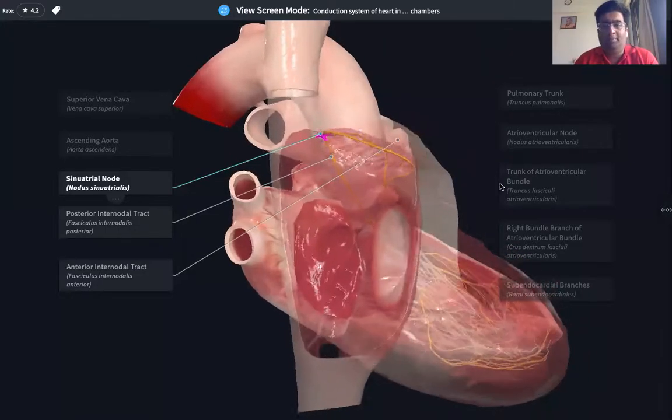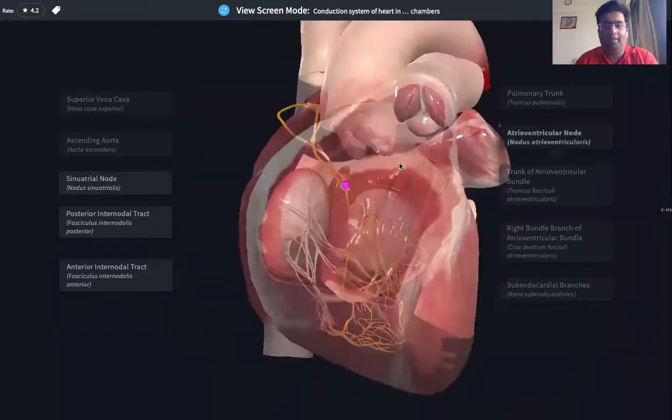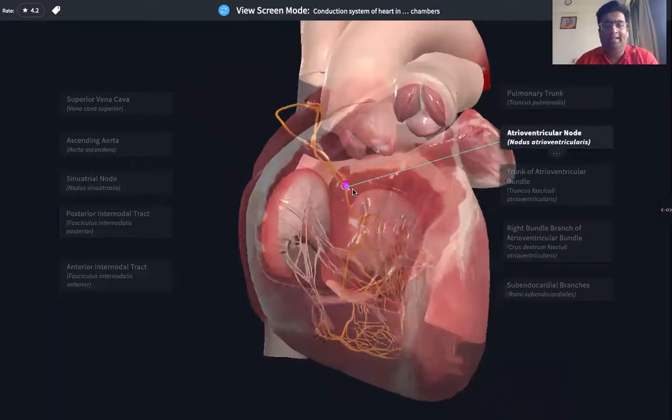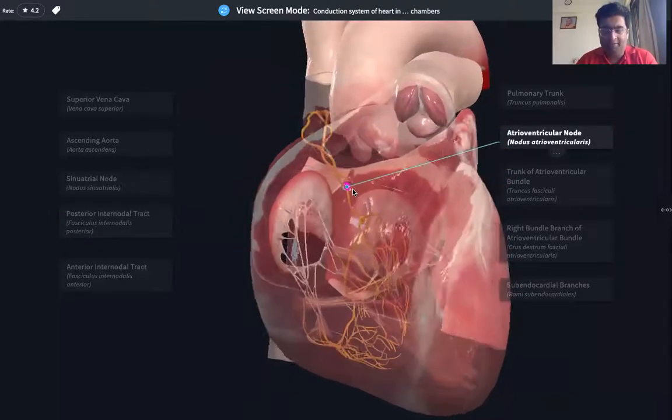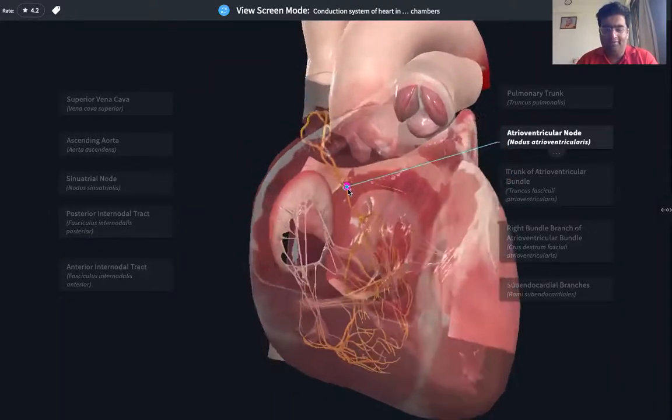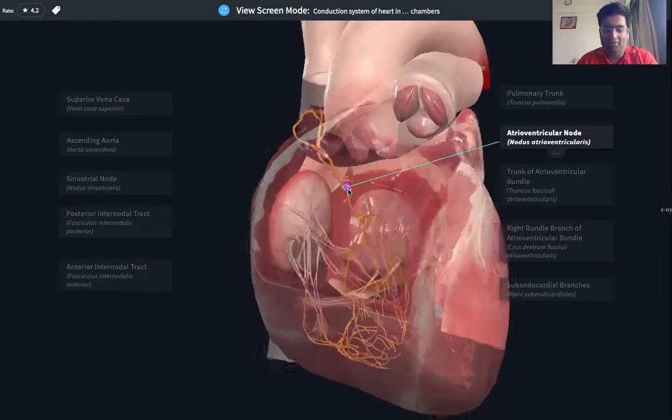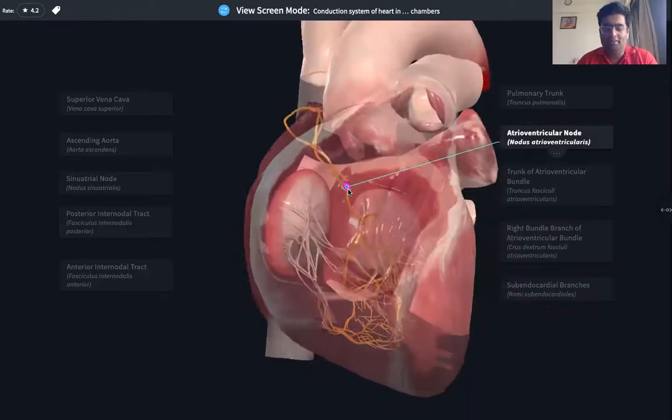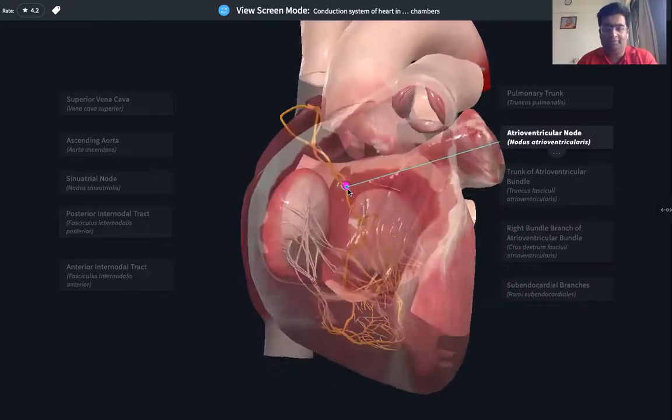Yes. So now coming to the location of the AV node. The AV node is located in the interatrial septum, close to the tricuspid valve. And the function of the AV node is to relay the impulse to the muscles present in the ventricular walls.